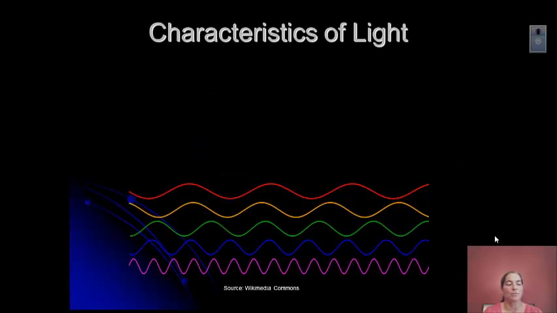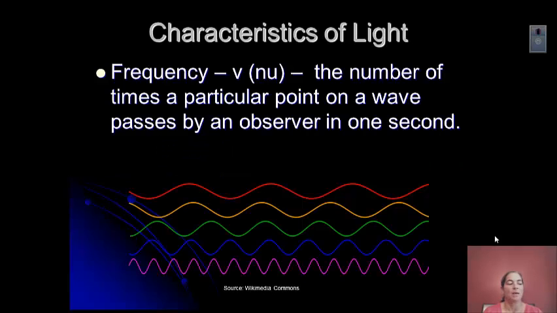So let's talk about the characteristics of light. There's also frequency. That's not a V, that's a Greek letter nu. It looks like a V when you write it. It's the number of times a particular point on a wave passes by an observer in 1 second. So if you have somebody standing at the end of the waves on the left-hand side of the screen, it's how many times each of those waves passes by that person in 1 second.